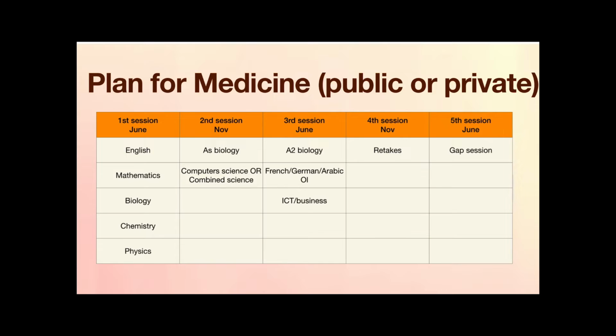The fourth session, November session, the student can make all the retakes that he needs, and the fifth session, which is June, can be a gap session. This is only a suggested plan that you can use as a draft. You may add or take away some subjects. It's only a draft.